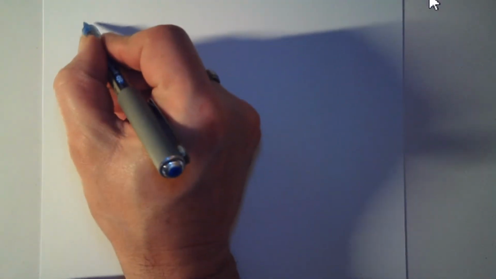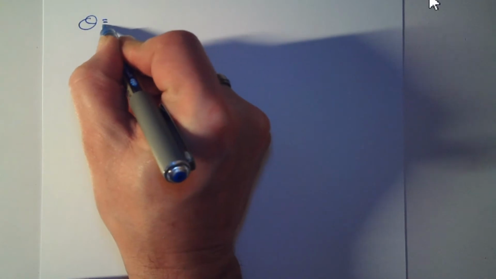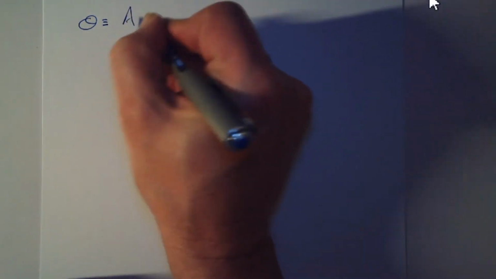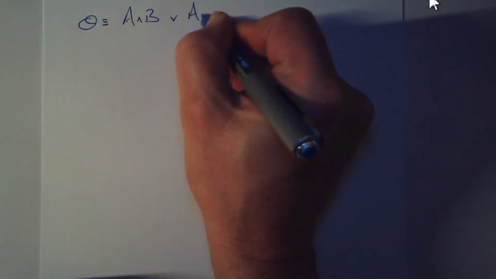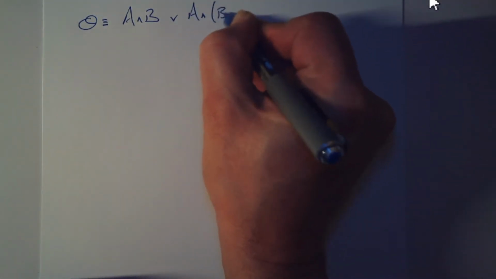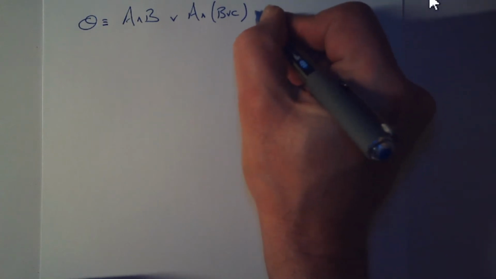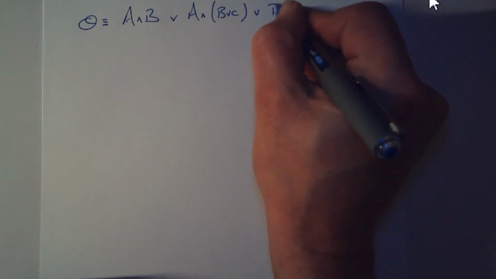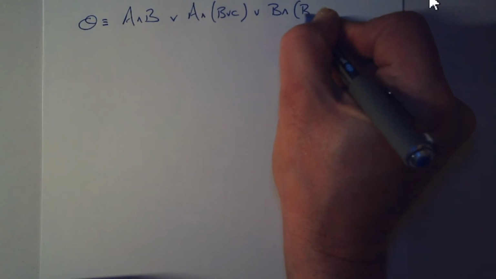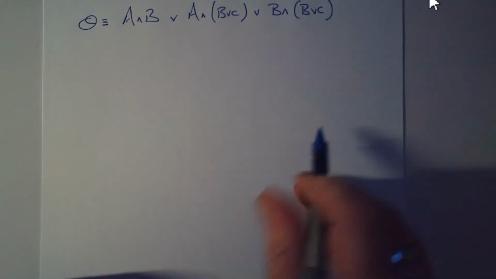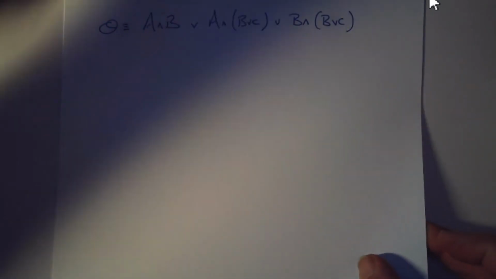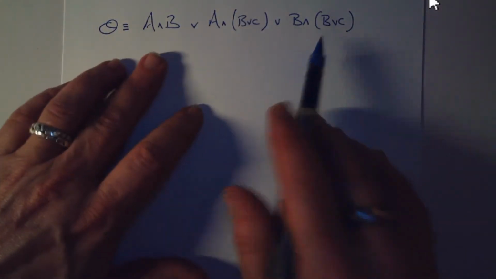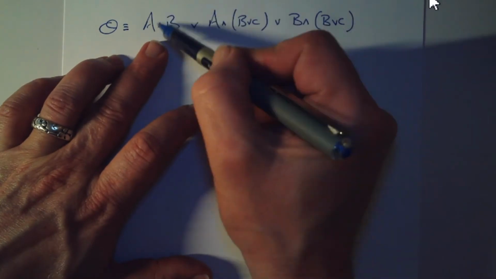Okay, let's do another one. We have Q is logically equivalent, and then we've got A and B, or A and B or C, and then we've got ORed with, and then we've got B and B or C. Now, interestingly enough, guys, this is exactly as the question was presented in the exam. Can you notice that A and B doesn't have brackets around?